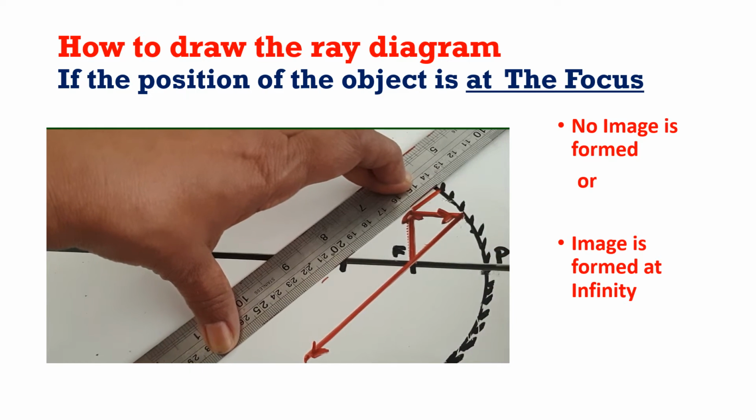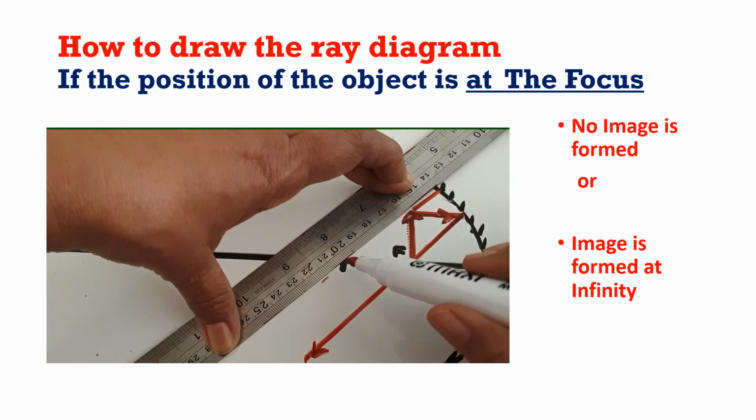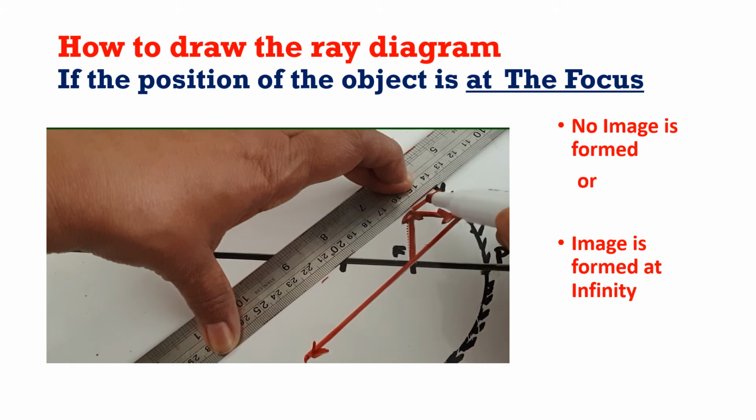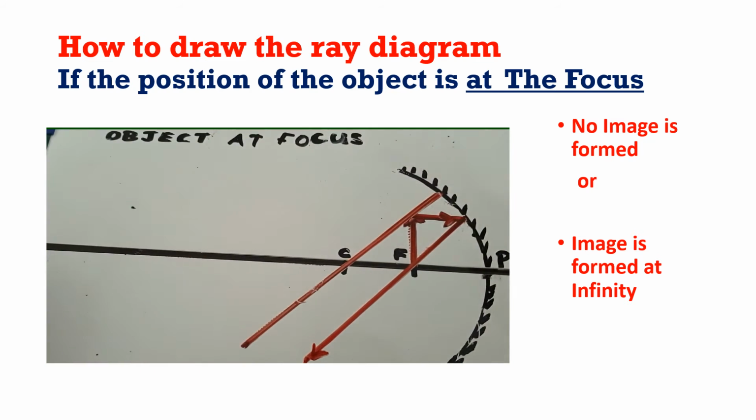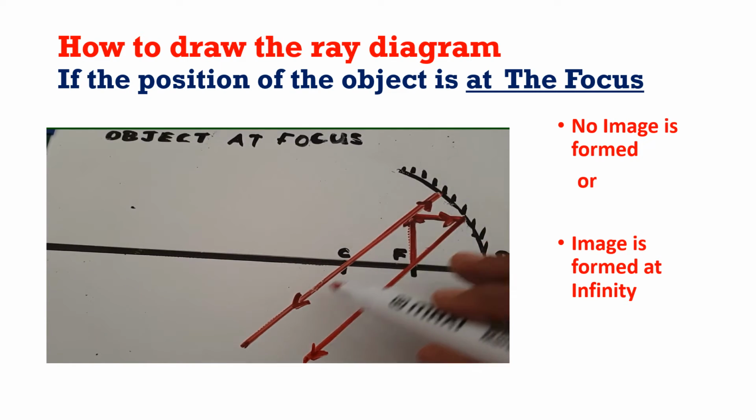So after reflection, it will be passing through the same path. So see. The ray which is passing through center of curvature will reflect back in the same path. See the two rays. Two rays we took. One is parallel to the principal axis, after reflection passes through the focus. Second ray is another ray which is falling onto the mirror and reflecting back through the center of curvature. These two rays are parallel to each other.